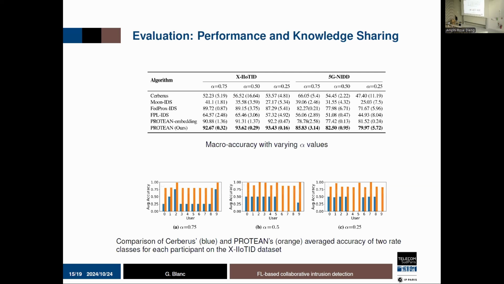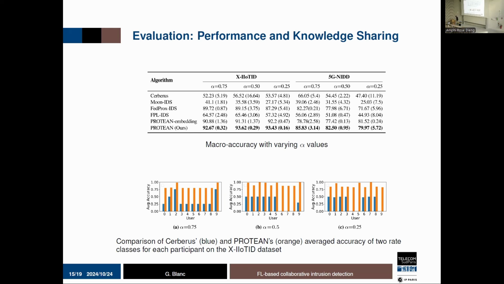And we had actually good results that were compared on 2 data sets. Well, they are real life or not, depending on how you define real life data sets. But they are data sets that were collected in IoT environments and 5G environments, for example. And we were able to outperform most of the state-of-the-art federated learning IDS.